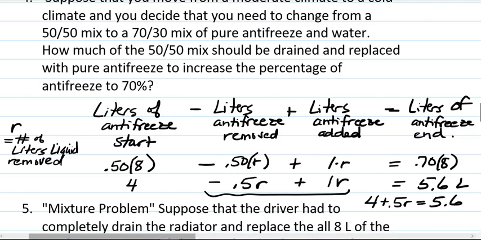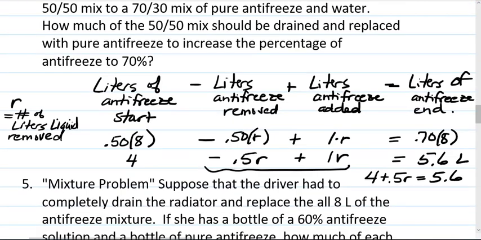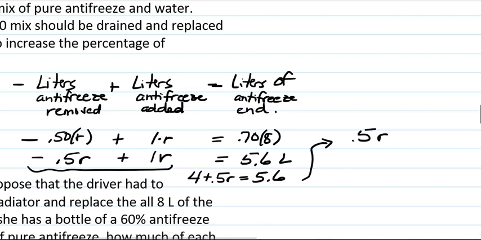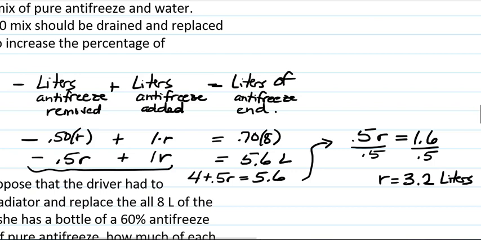Subtracting 4 over to the other side. Let me go ahead and scoot over here so we have a little more space. So we're going to subtract 4 over to the other side, and we're going to have 0.5 R equals 5.6 minus 4 is 1.6. Then we're going to divide both sides by 0.5, which is the same, by the way, as multiplying by the reciprocal too. So that means that R is going to be equal to 3.2 liters. So we're going to take out 3.2 liters of the 50-50 mix, and we're going to put back in 3.2 liters of pure antifreeze in order to end up with the mixture that we want, 70-30.